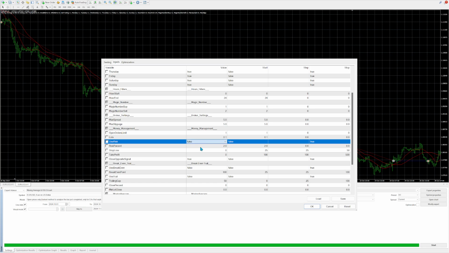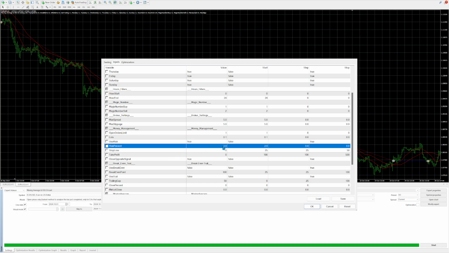If you have use risk set to true, the EA will use the risk percent and calculate the lots based on the risk percent that you've set. So if we have risk percent set to 2% and use risk set to true, the EA will calculate the position size so that a full loss will be the equivalent of 2% of the account balance.